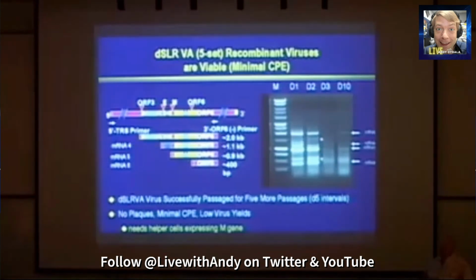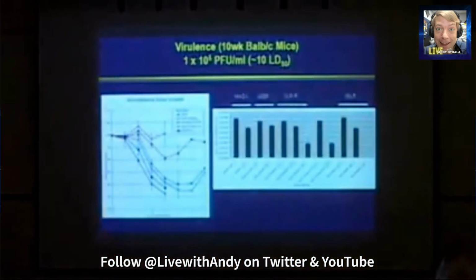But you actually never can see a virus. You can never plaque a virus. You can never actually show a virus as they're producing CPE. So 5-set de-optimization really downregulated the production of infectious virions and the ability of these viruses to produce a significant amount of CPE. We can get around this probably by expressing helper cells that make the M gene, but we haven't done that yet. Now we've looked at the pathogenesis of these isolates in mice.